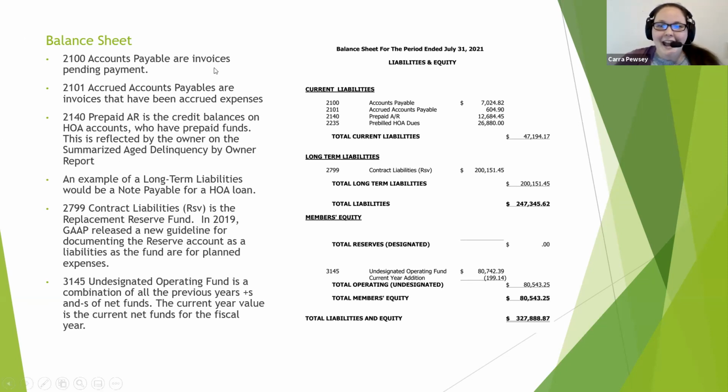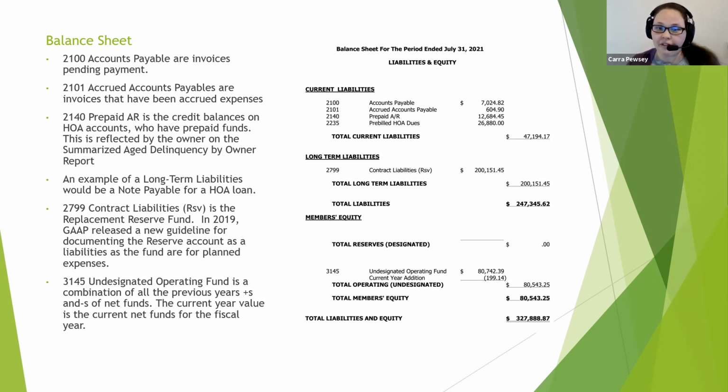Okay. The first one would be notes payable, which would be if the association had a loan, that line item would show you the principal of what is remaining on that loan, not the interest, only the principal of the loan.